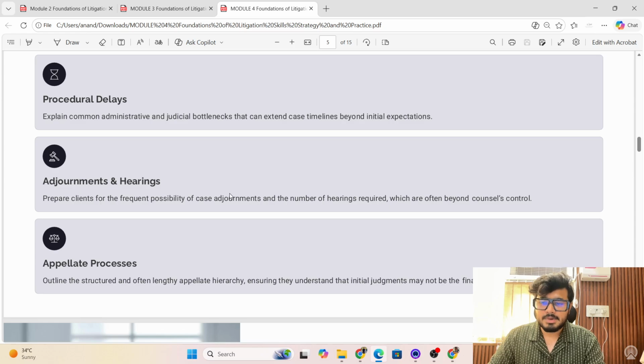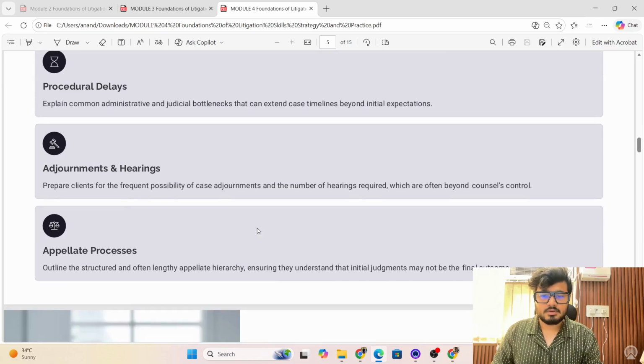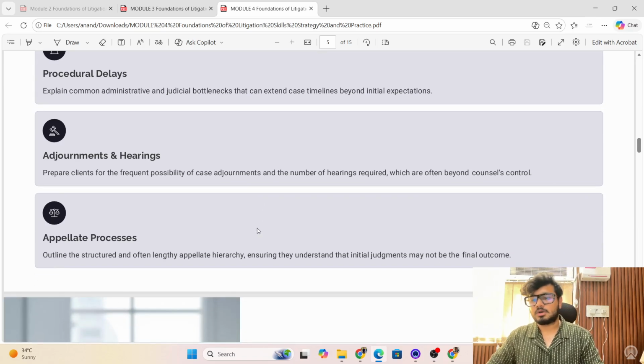Adjournments and hearings. Prepare clients for the frequent possibility of case adjournments and the number of hearings required, which are often beyond counsel's control. Sometimes the judge is on leave, so an adjournment will be given. Sometimes the opposite counsel is unwell. Sometimes the opposite party does not come with the required documents which are important for the case. So a lot of times adjournments happen in cases, right? So you have to tell them these are the repercussions. These could be the procedural delays that can happen while fighting the case before the court.